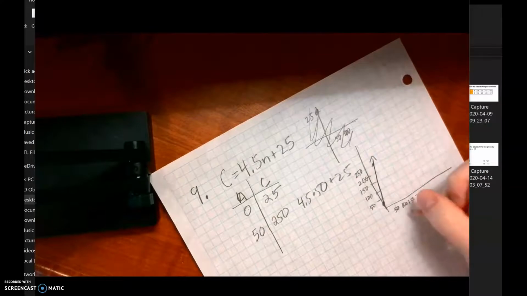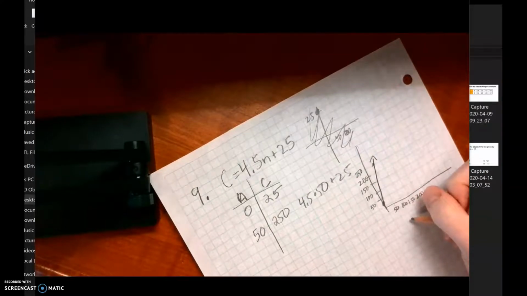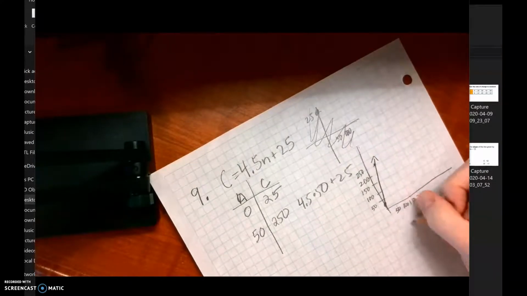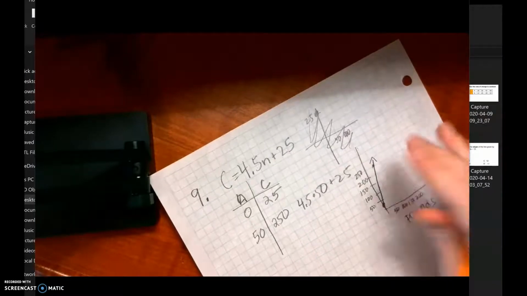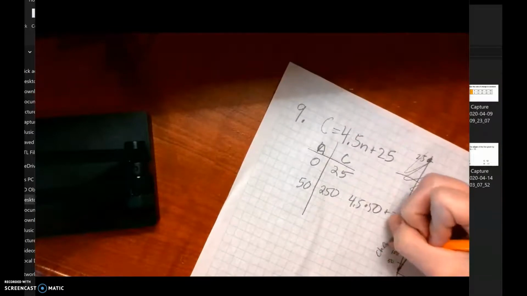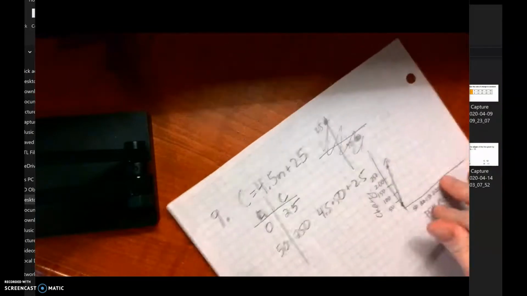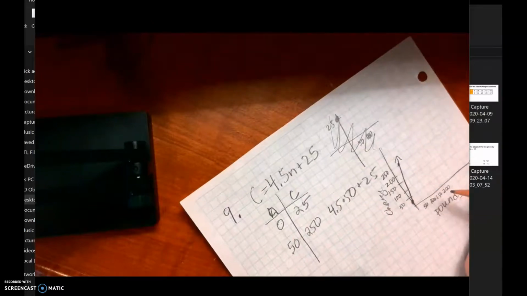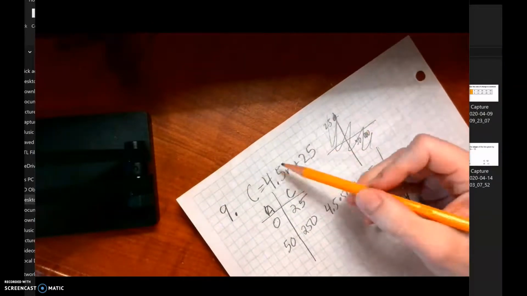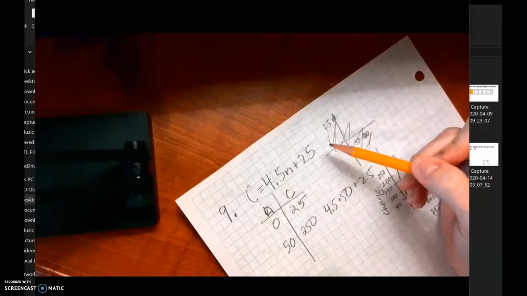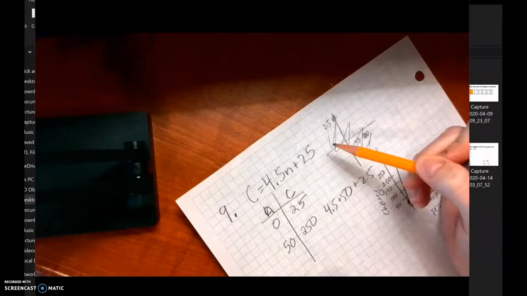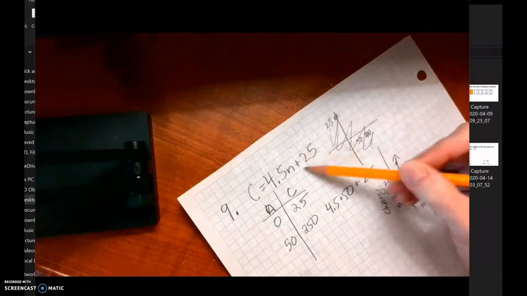So that's my graph. My input is N, which is pounds, and my output is C, which is the charge. After that it says, explain the meaning of the slope. The slope right here is 4.5, and that is the 450 additional charge per pound, and then 25 is the initial charge. That's the y-intercept.